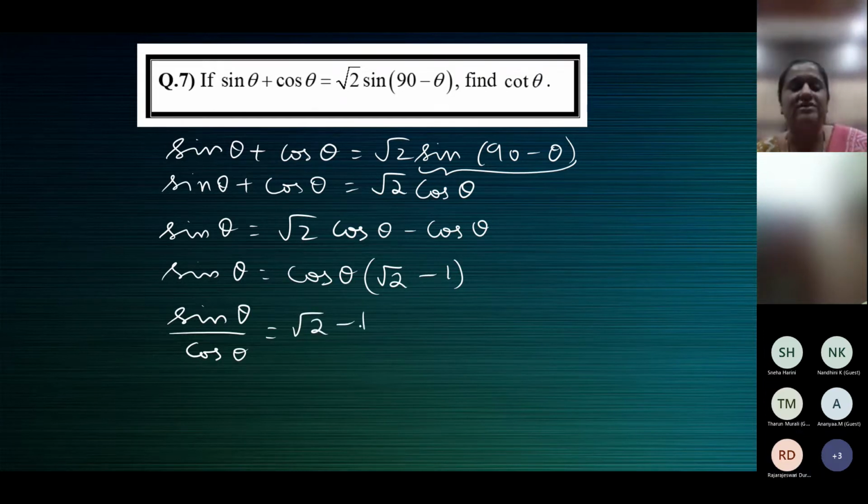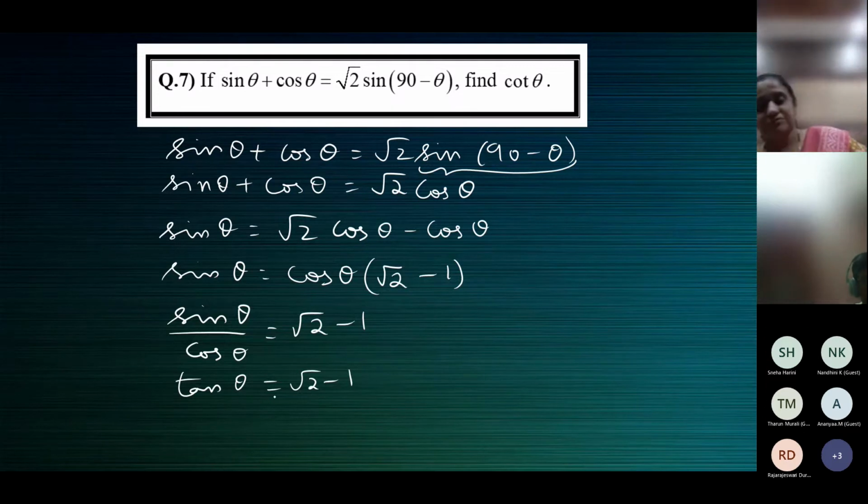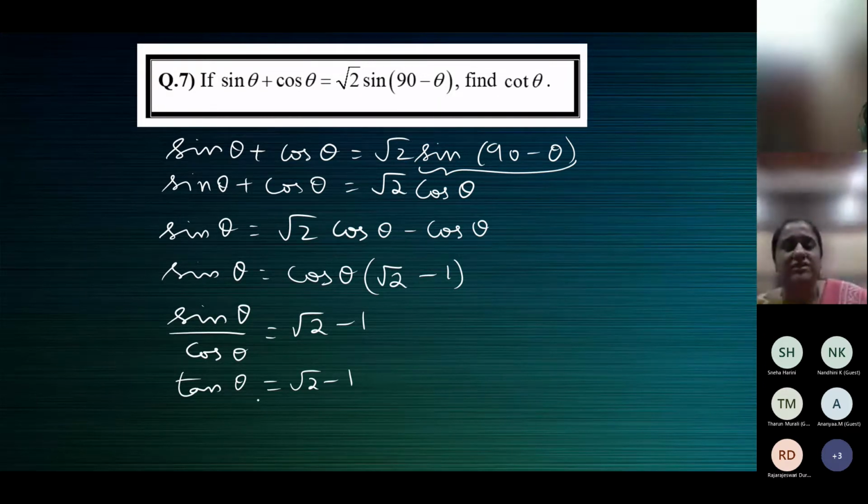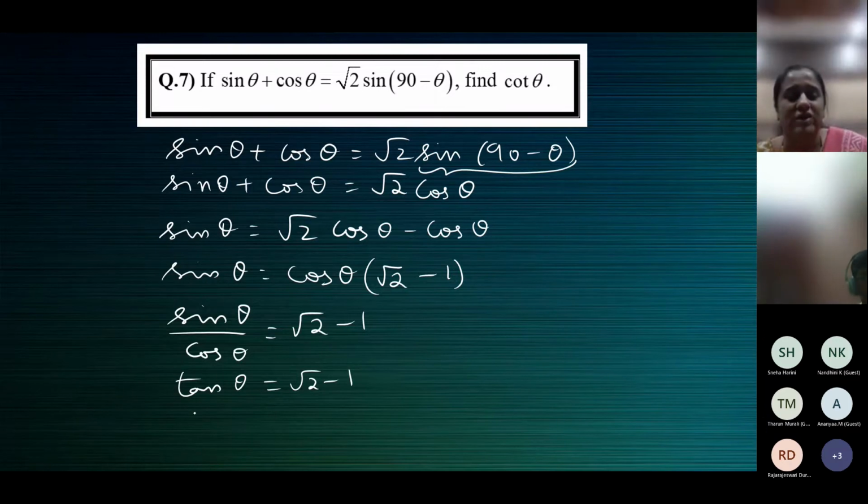What is sin theta by cos theta? Tan theta. Sin theta by cos theta is tan theta. Tan theta is equal to root 2 minus 1. What is the reciprocal of tan theta? 1 by cot theta. Tan theta is equal to root 2 minus 1. So what will be the value of cot theta, if tan theta is root 2 minus 1?